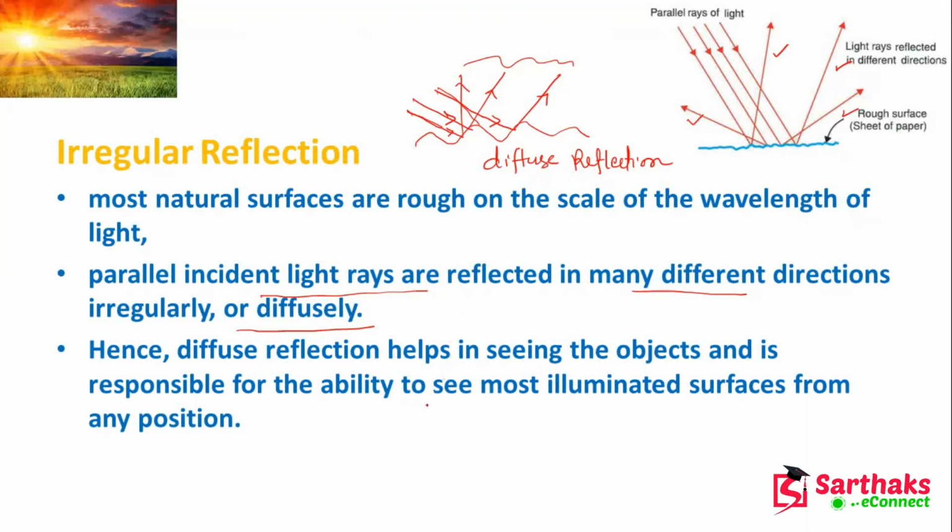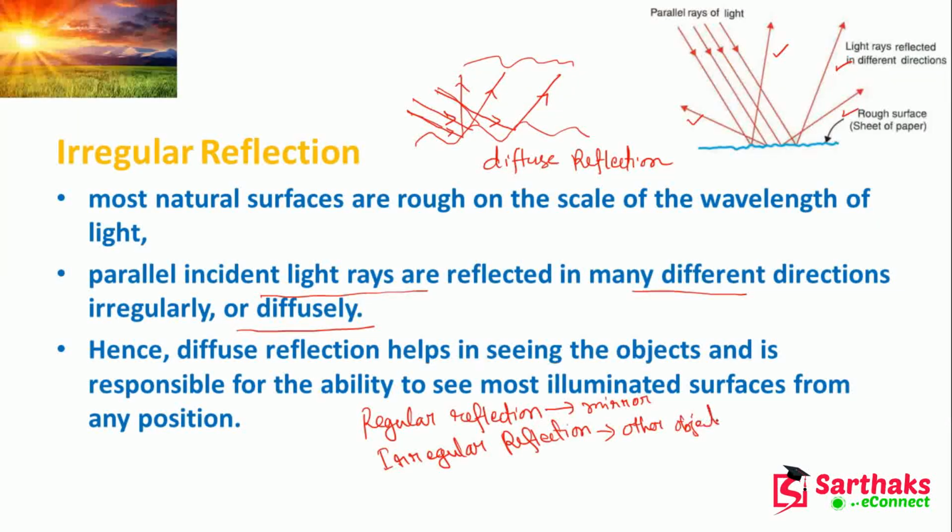Clear? So there are two types of reflections we have studied. One is the regular reflection. Another is the irregular reflection. Regular reflection, in the case of a mirror, you can see the regular reflection. And in the case of other objects which do not have a smooth surface, this will cause the irregular reflection.